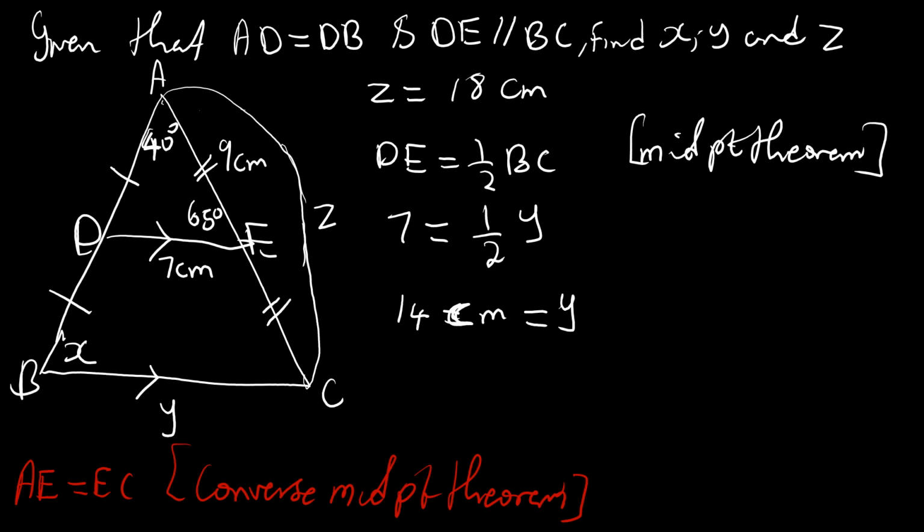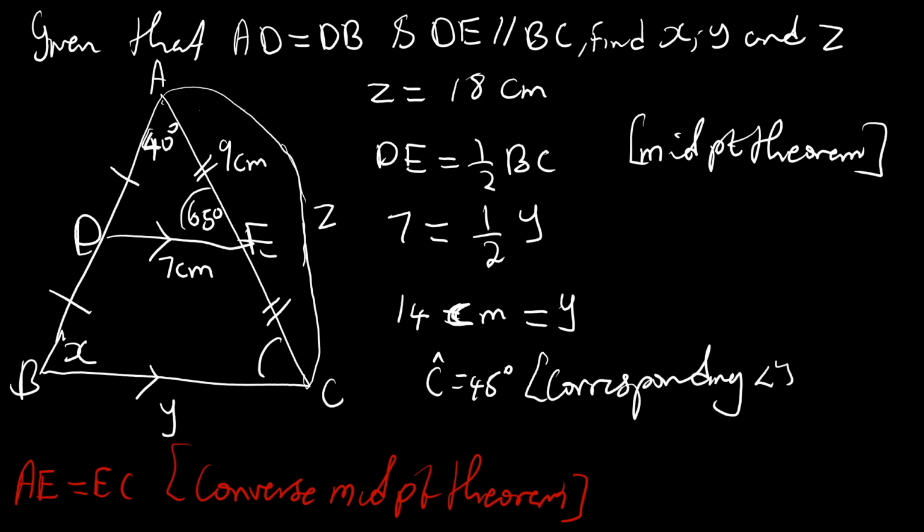If we can have this angle C, we can find our x. How are we going to get angle C? Angle C is going to be equal to 65 degrees. So angle C is equal to 45 degrees. The reason for this one will be corresponding angles, because DE is parallel to BC. We must also show which sides are parallel, isn't it? So then we need to find our x. Now we know C is 45.